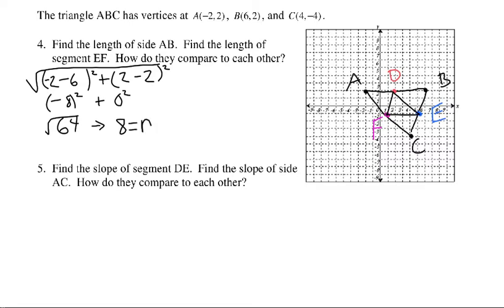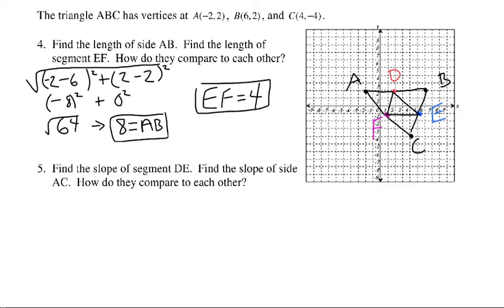Some of you might have been wondering, why can't you just count it on the graph? And we could actually count it since it is a horizontal line. The same thing goes for EF. On here, if you see, there are 4 boxes across, so we can say that EF equals 4. So how do they compare to each other? We can see that EF is half of AB, which is true for the midsegment.